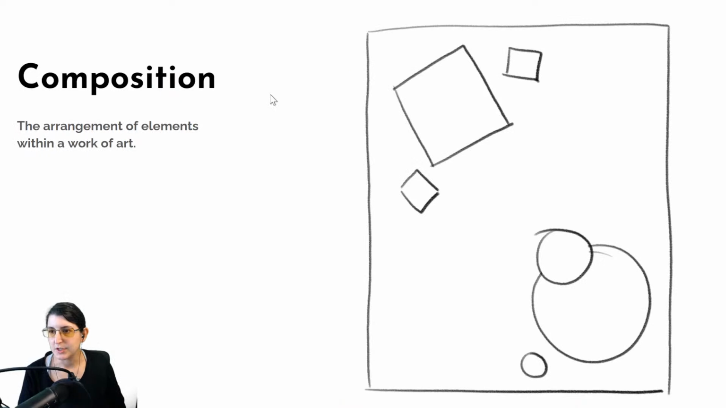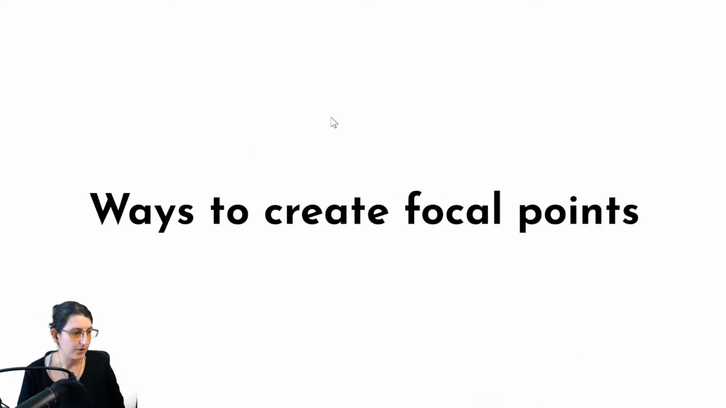Okay, composition. Here's another art term. This is the arrangement of elements within a work of art. We're going to use this term a lot because composition is really important when you're thinking about your backgrounds. Now that we've gotten some terms out of the way, we're going to talk about ways to create focal points. And after that, I'm going to get into a bunch of really easy compositional techniques you can use.